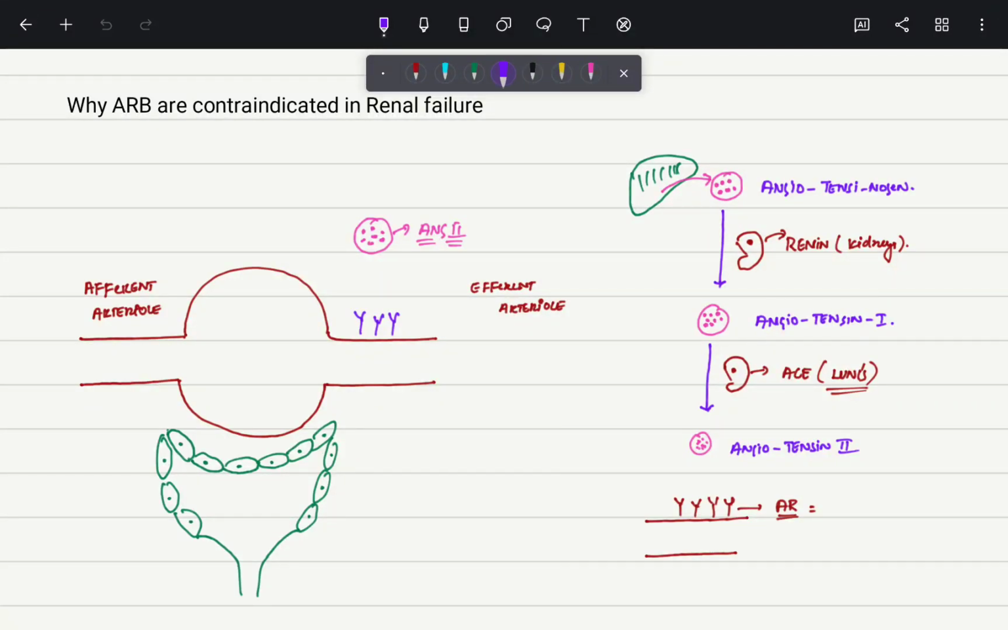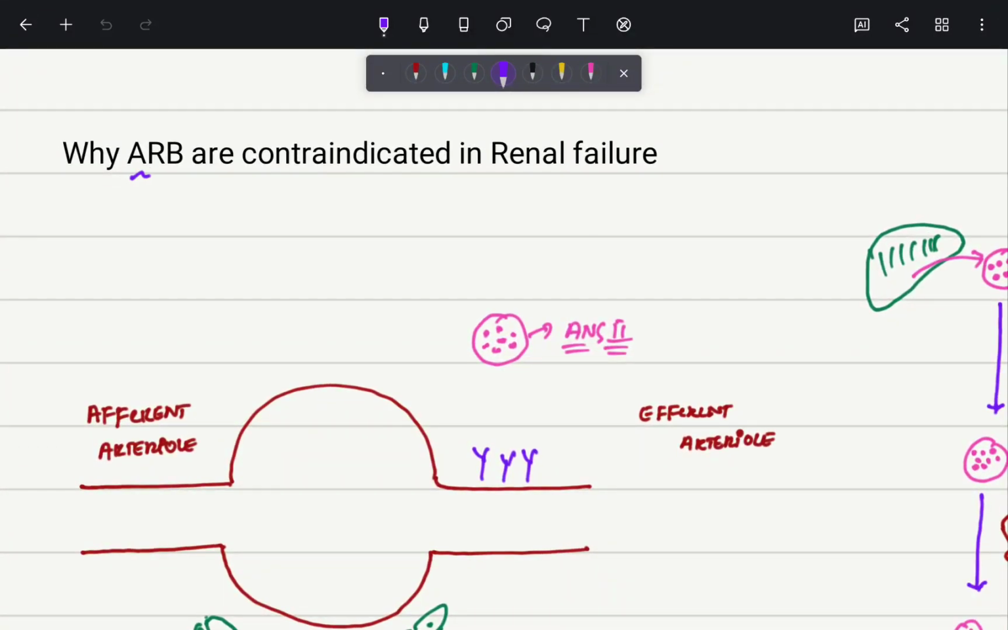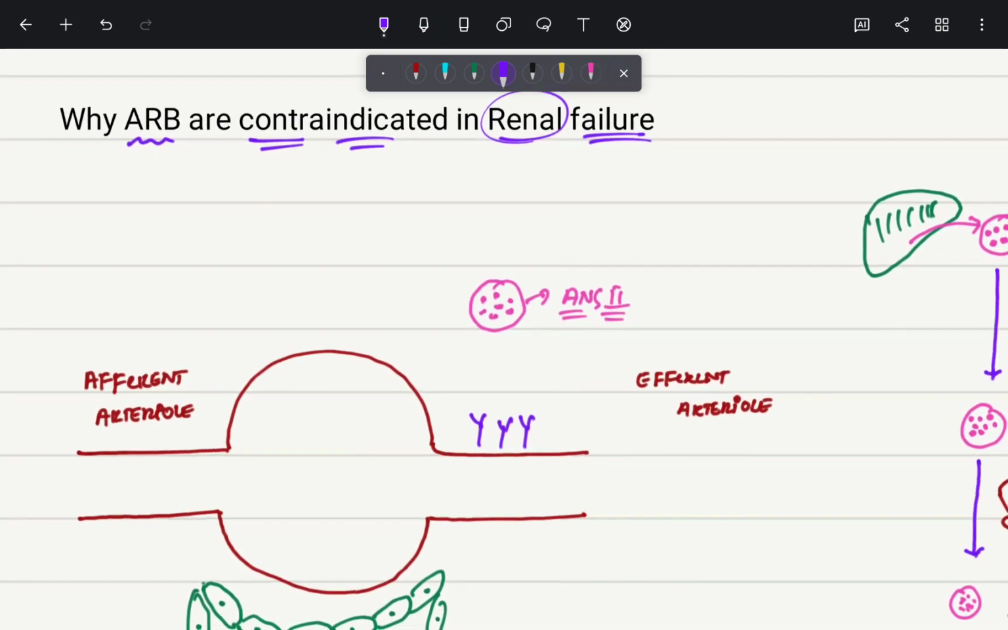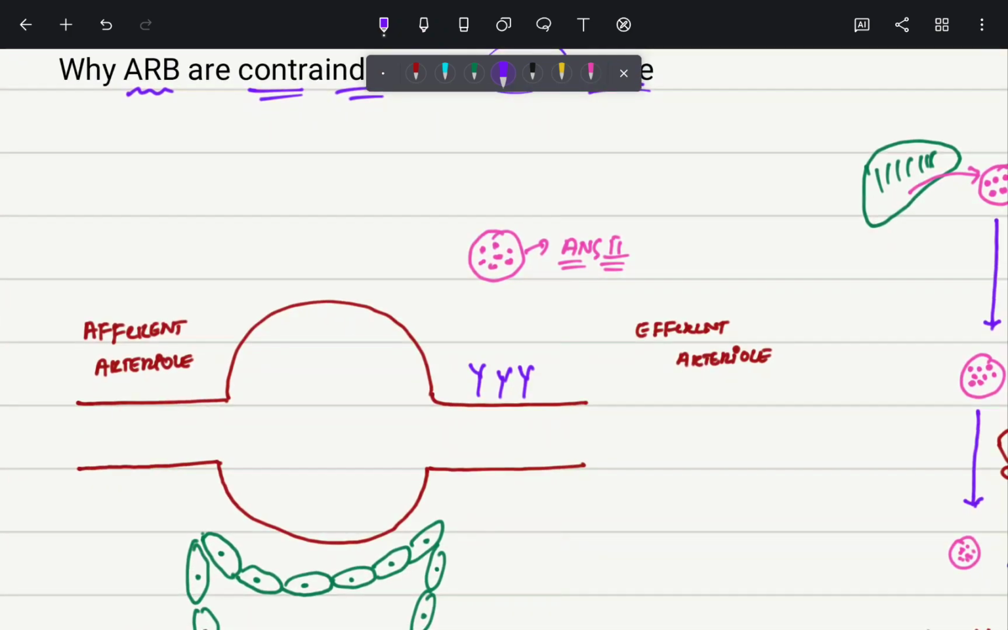So today we are going to see why angiotensin receptor blockers are contraindicated in renal failure. In order to understand this, we have to understand the normal physiology of the kidney.